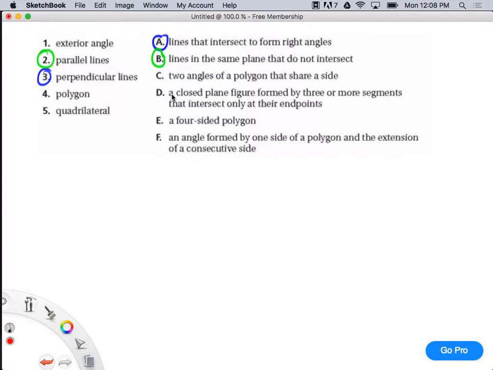Two angles of a polygon that share a side. I don't think there is one for that. A closed plane figure formed by 3 or more segments that intersect only at their endpoints. That's a polygon. That's a kind of complex definition of a polygon. A 4-sided polygon is a quadrilateral. And then this last one is an angle formed by one side of a polygon. So here's a polygon and the extension of a consecutive side. So that angle there is an exterior angle. Does that make sense to you guys?